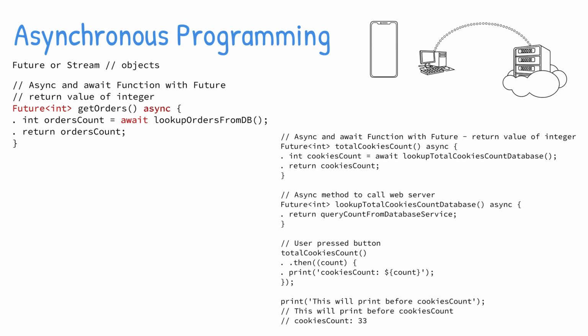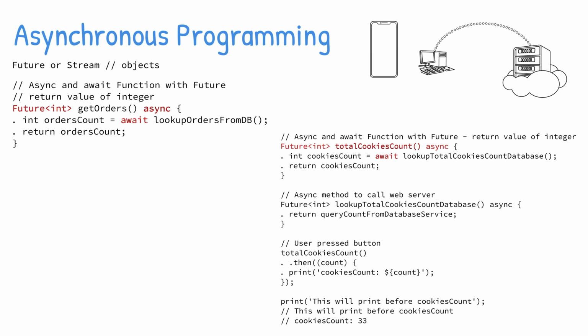In this example, the totalCookiesCount function implements a future object that returns an integer value. To implement a future object, you start the function with the future and an integer, or any valid data type, the function name, and the async keyword. The code inside the function that returns a future value is marked with the await keyword.